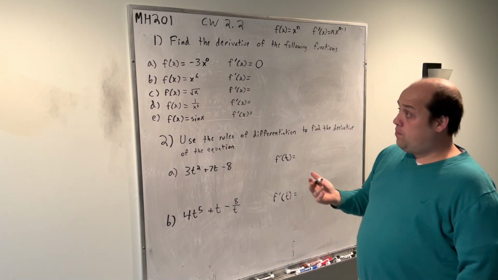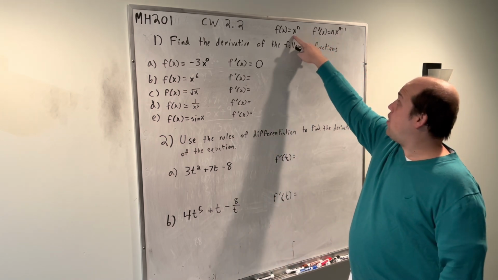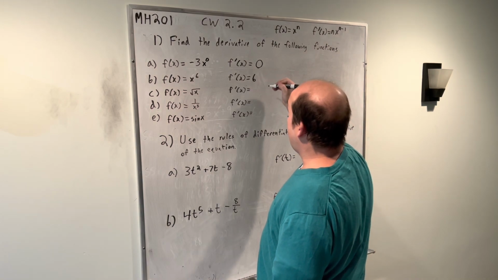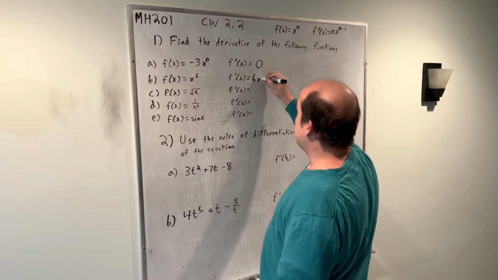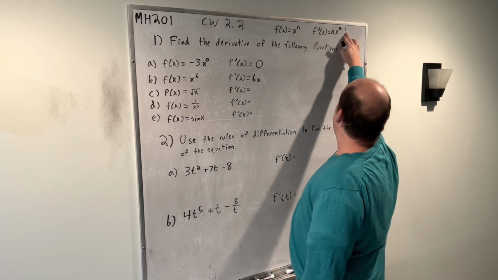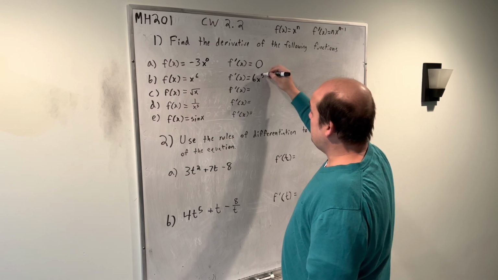When I go to do part B, x to the 6th, that's very straightforward. I just follow this along. The current exponent is 6, so I bring the 6 out front. I leave the variable the same. The new exponent on the variable is what used to be there, -1. So if it used to be 6 and we're subtracting 1, it's now 5.